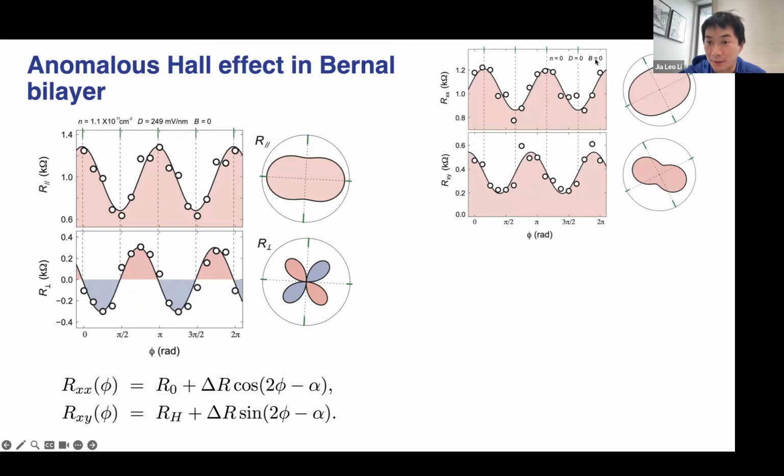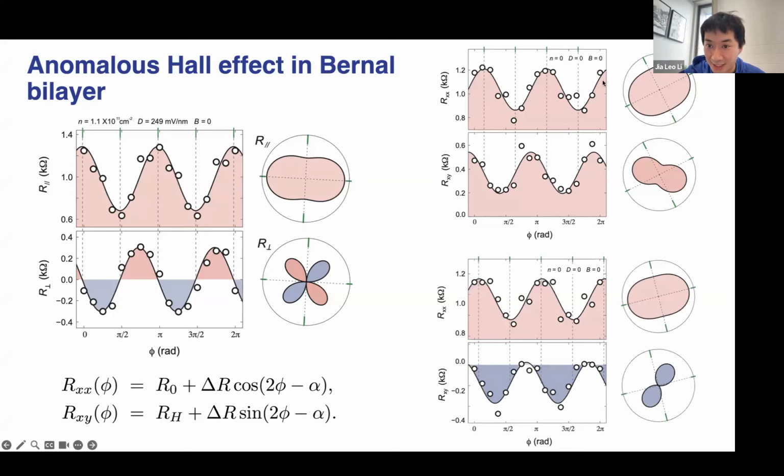And at B equals 0, this is what we measure, the angular dependence. And everything is actually perfectly fit using this equation. The only thing that's outstanding is that R_H is non-zero, right? And so this is seemingly indicative of an anomalous Hall conductivity at B equals 0. And if that's the case, then there's a magnetic order that couples to external magnetic field, right? So we can also do this. This is the exact same point.